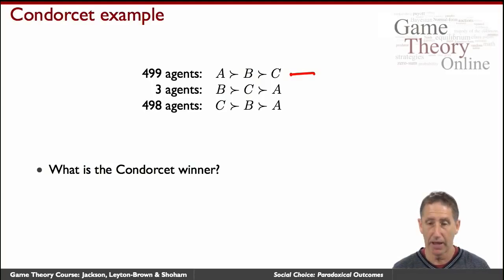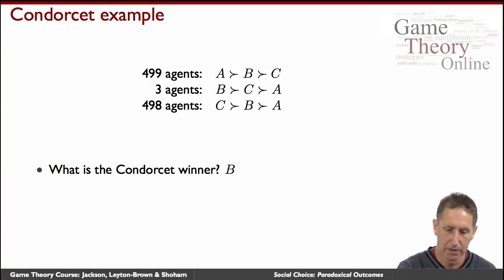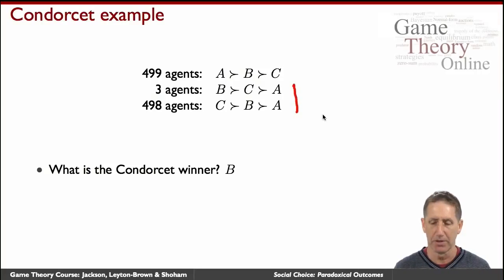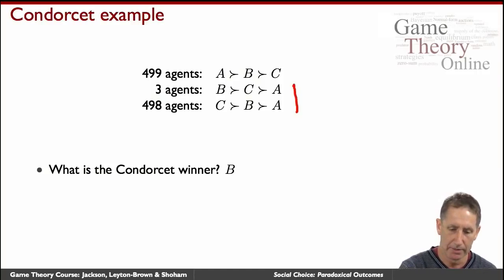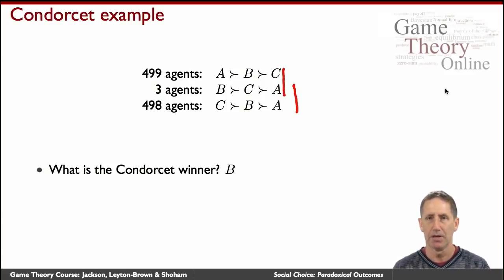Well, the answer is yes. There is a Condorcet winner, and it's B. And why is that? Well, let's look at the relative preference of B to A and the relative preference of B to C. We have here that 501 of the agents prefer B to A, and 502 of the agents prefer B to C. So clearly B is the Condorcet winner. Well, so where's the problem?